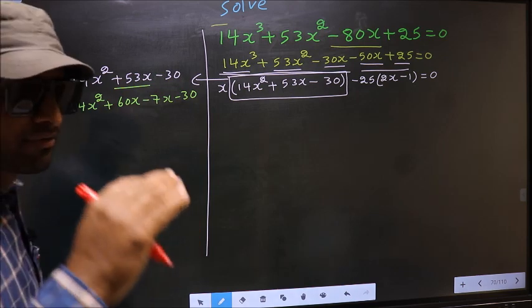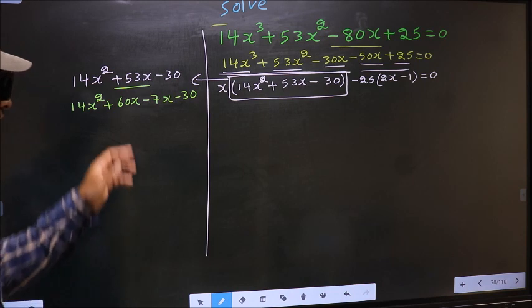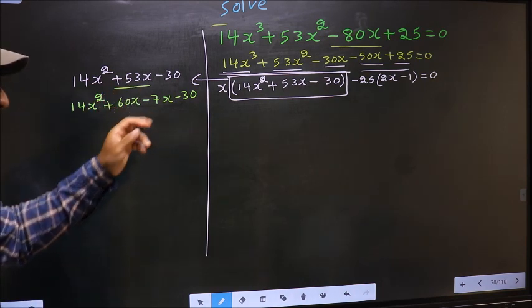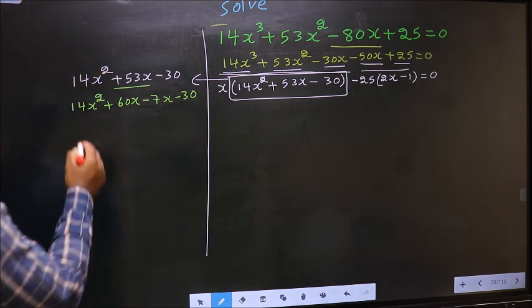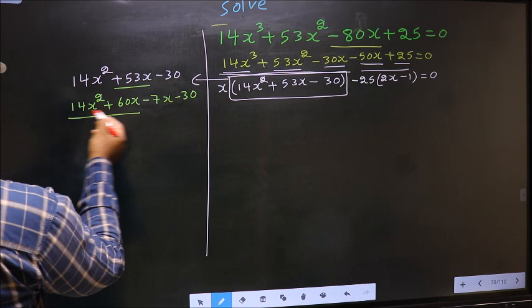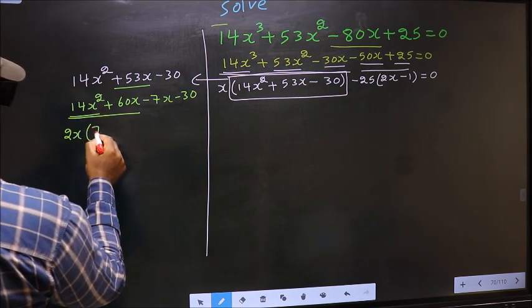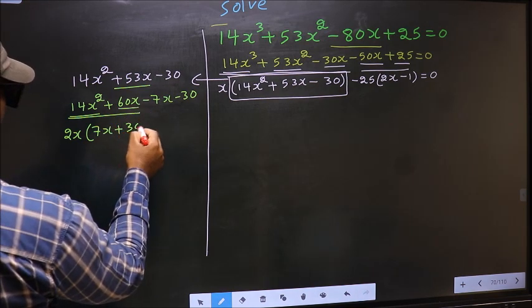I am not doing factorization steps. Directly I have split plus 53x to plus 60x minus 7x. Okay. Next. What can be taken out common from these two terms is 2x. So here you get 7x plus, from this 2x out you get 30.